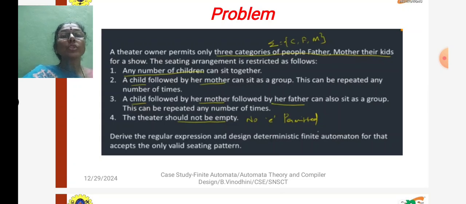The theater should not be empty, so no empty seat is permitted. Derive the regular expression and design a deterministic finite automata that accepts only the valid seating pattern. This is the pattern: any number of children can sit, and a child followed by her mother can sit any number of times, and a child followed by her mother and father can sit any number of times.